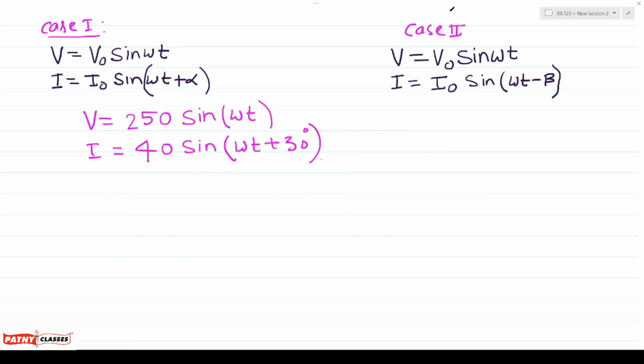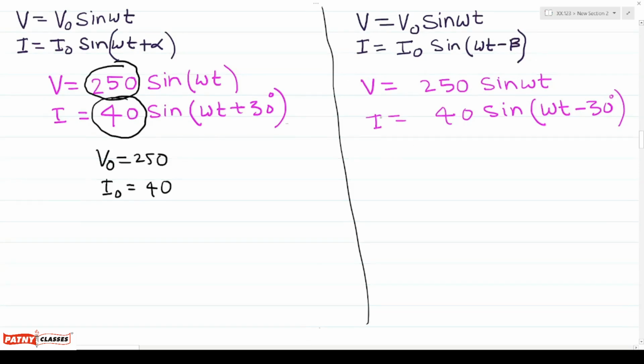Suppose I have one equation V equals 250 sin omega t and the equation for current I equals 40 sin(omega t plus 30). So what is this 250? This 250 is nothing but the peak value of voltage, that is V naught equals 250. Similarly, what is this 40? 40 is nothing but the peak value of current. So I naught equals 40.